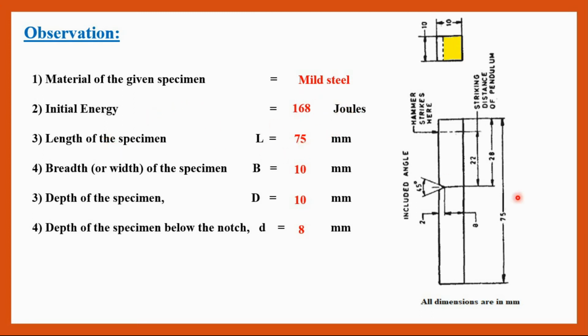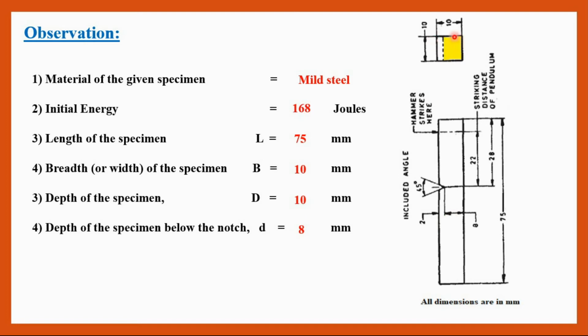Length of the specimen is 75 mm, meaning the overall length is 75 mm, and the breadth and overall depth is 10 mm only. Previously it was 55 mm and 10 mm by 10 mm for the breadth and depth, but for the IZOD impact test, 75 mm will be the overall length and 10 mm by 10 mm will be the cross section dimension. The position of the notch will be at a distance of 22 mm plus or minus 0.5, the V notch angle is 45 degrees, and the depth will be 2 mm. The depth below the V notch is 8 mm only.